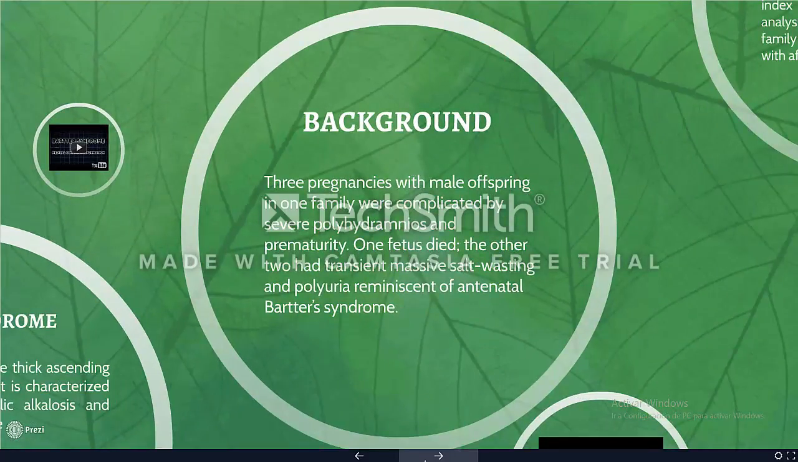In the background, three pregnancies with male offspring in one family were complicated by severe polyhydramnios and prematurity. One fetus died, the other one had transient massive salt wasting and polyuria reminiscent of antenatal Bartter syndrome.